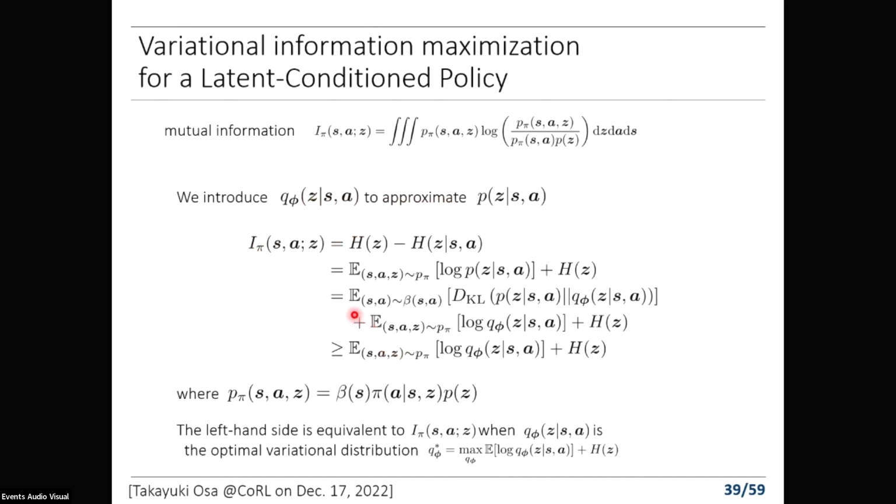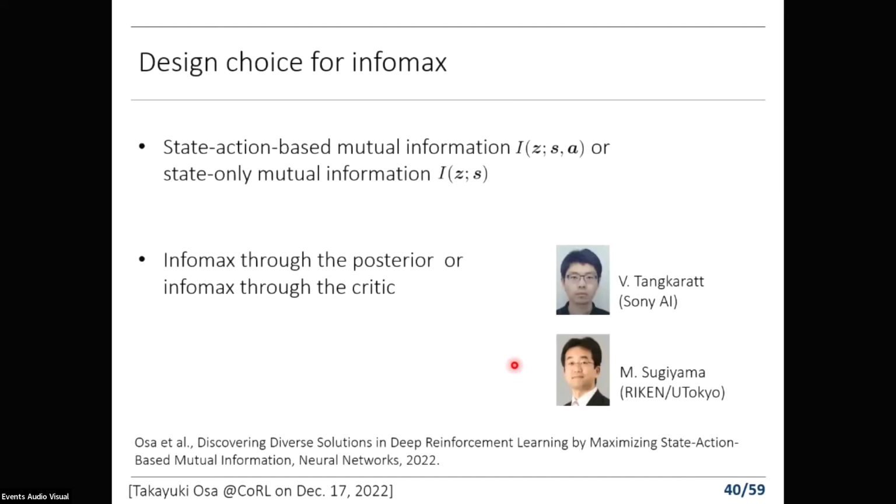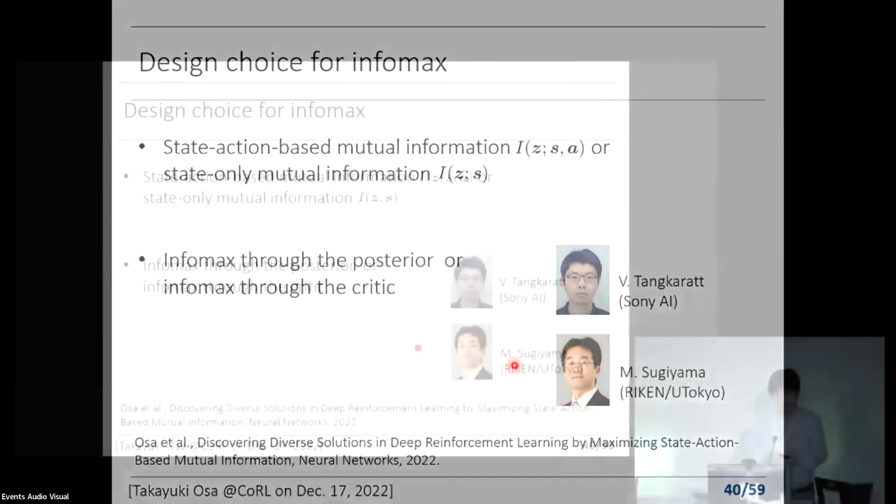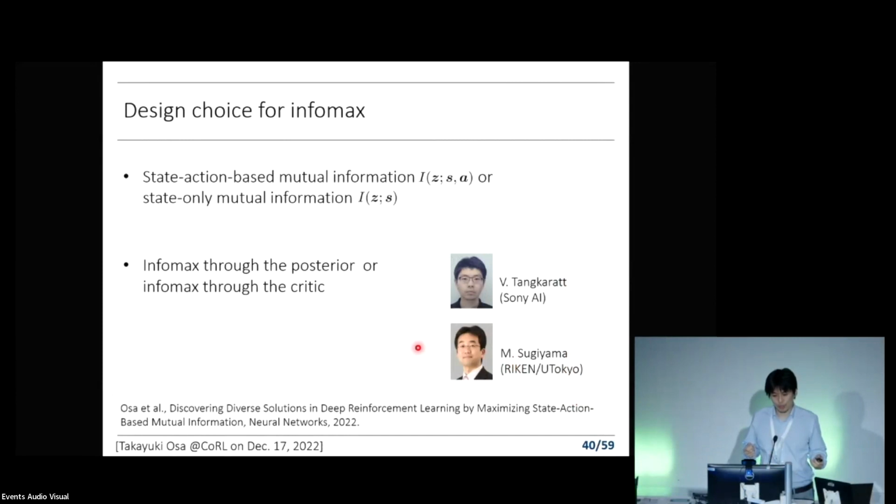In this case, I showed the case where we use mutual information between state-action pairs and the latent variable. If you're just interested in maximizing mutual information between state and latent variable, you can simply remove A from these equations. This equation implies that what we have to maximize is just the expected log likelihood, and this is tractable in practice. So what we have to do is reconstruct the latent variable from the state-action pairs. That's it.